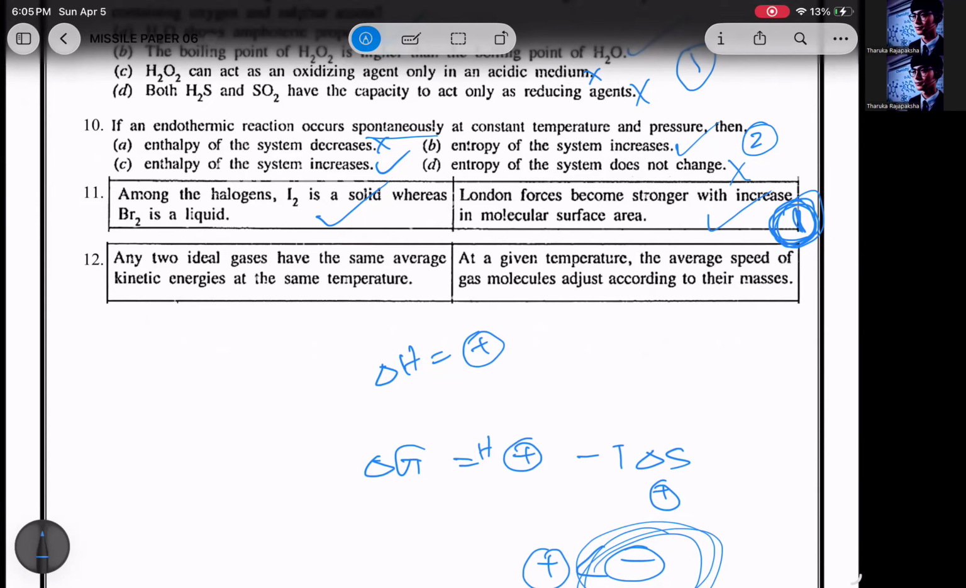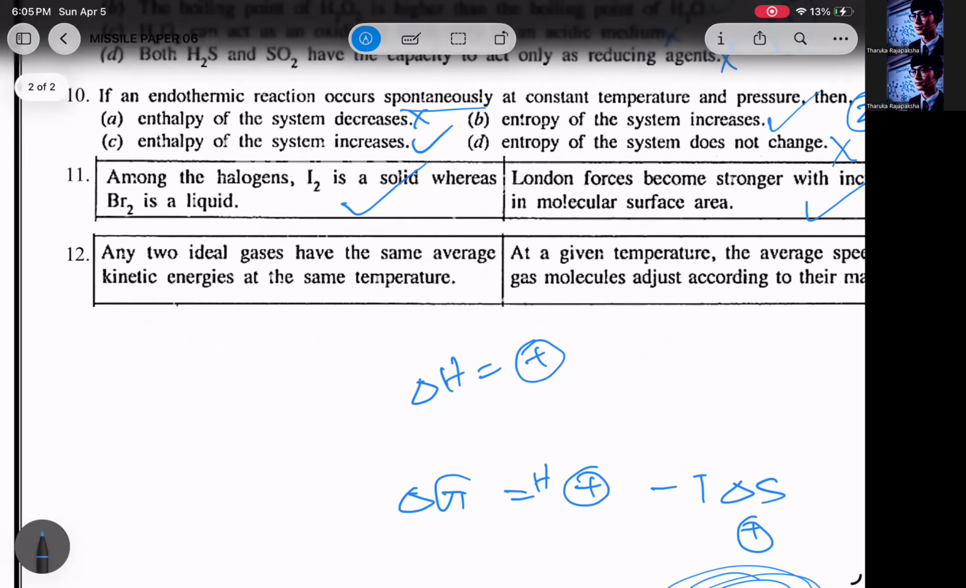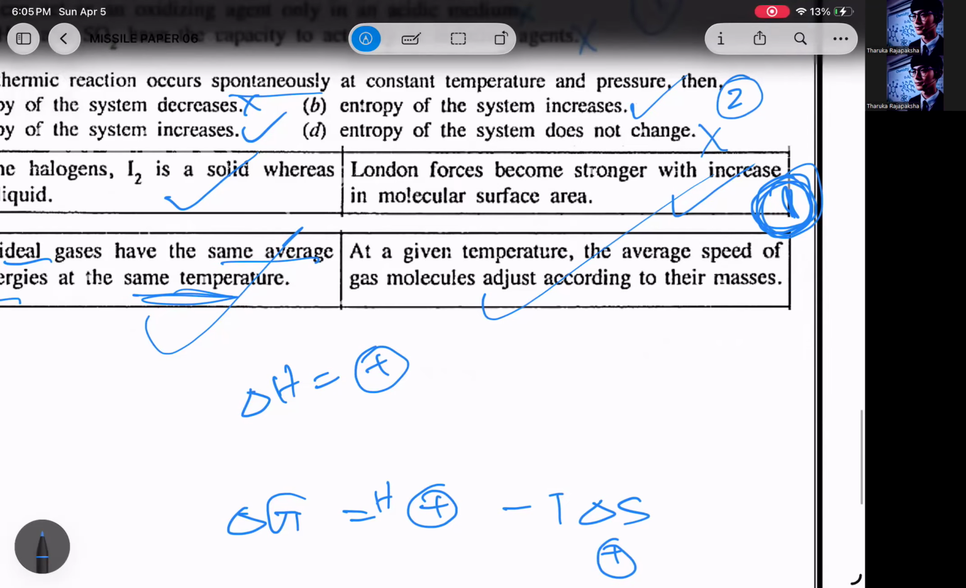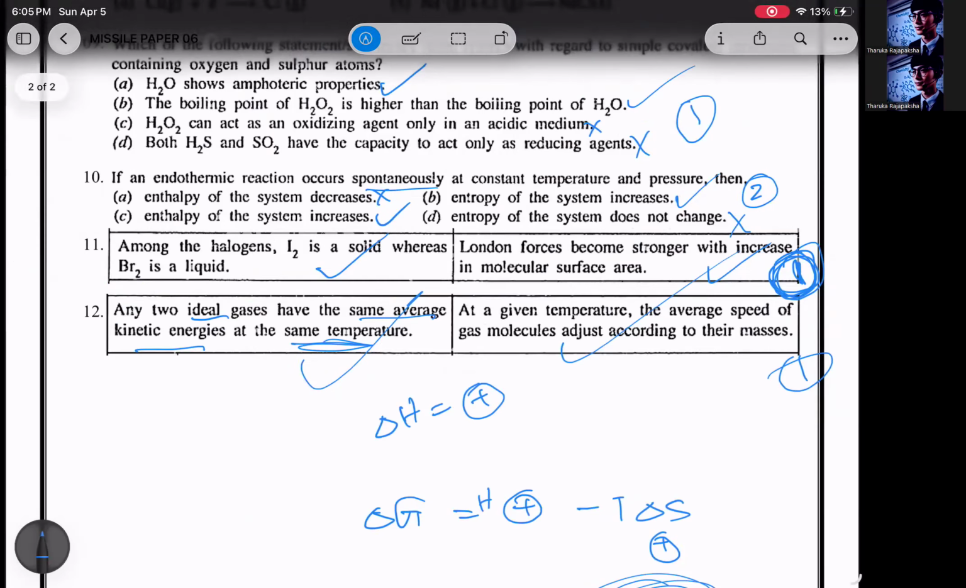Any two ideal gases have the same average kinetic energies at the same temperature. That's correct. At a given temperature, average speeds of molecules adjust according to their masses, and that explains the first statement, right? The speeds of the gas molecules will adjust according to their masses. So that's the answer. Answer is answer number 1.